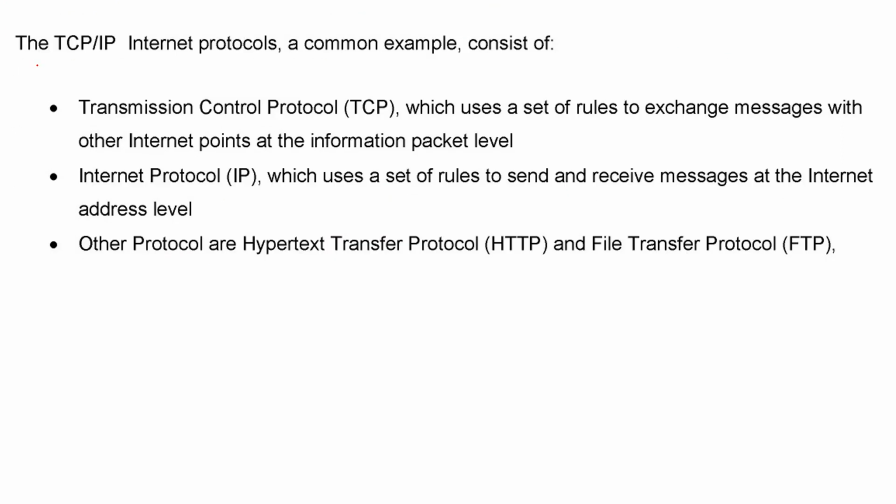So there is the TCP/IP internet protocol. There are two recognized ways: one is the ISO OSI layer convention, the other is the TCP/IP layer convention. The Transmission Control Protocol, TCP, uses a set of rules to exchange messages with other internet points at the information packet level. The IP, Internet Protocol, uses a set of rules to send and receive messages at the internet address level.